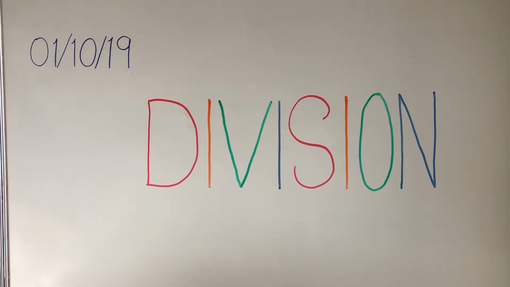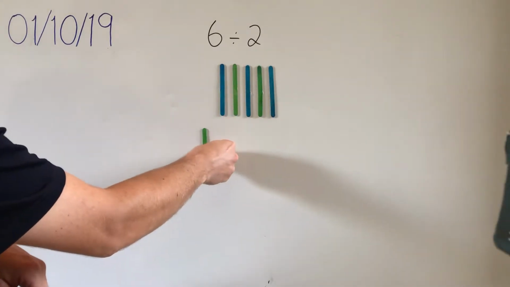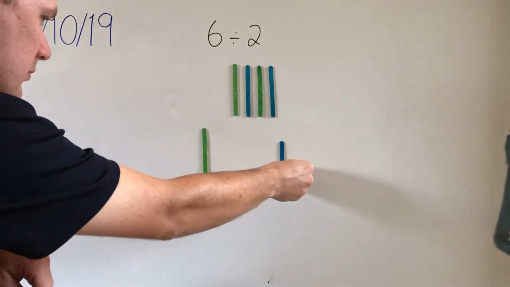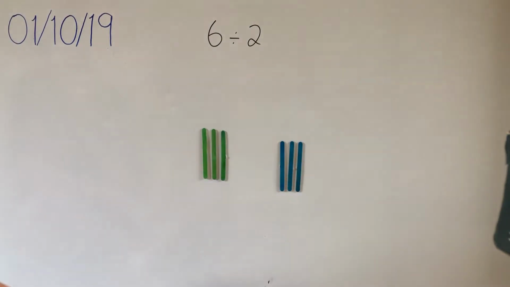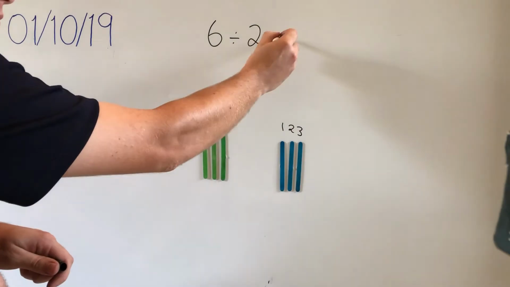For example, we have the problem 6 divided by 2. This means we have a total of 6 and we want to divide it into 2 equal groups. If I have 6 paddle pop sticks and I have to divide them into 2 equal groups, I will place 2 paddle pop sticks down and then place the rest of the paddle pop sticks equally amongst these 2 groups. To find the answer, all I have to do is count how many paddle pop sticks there are in each group.